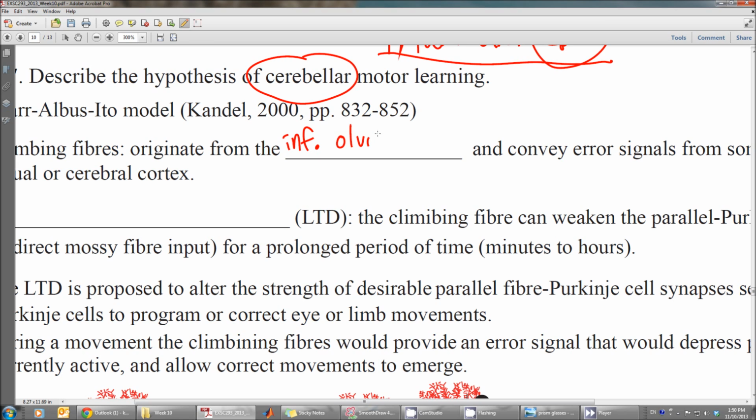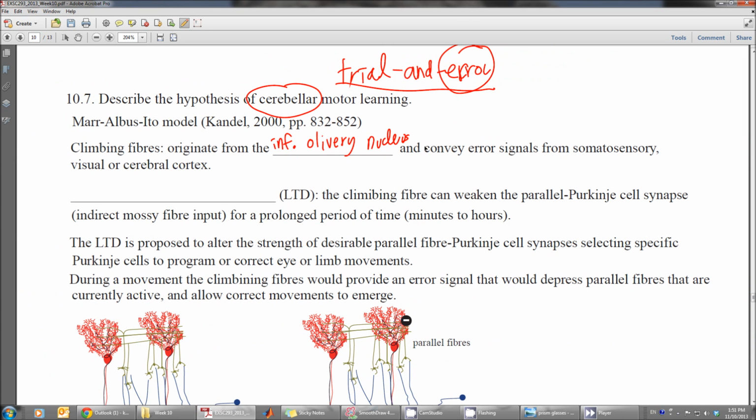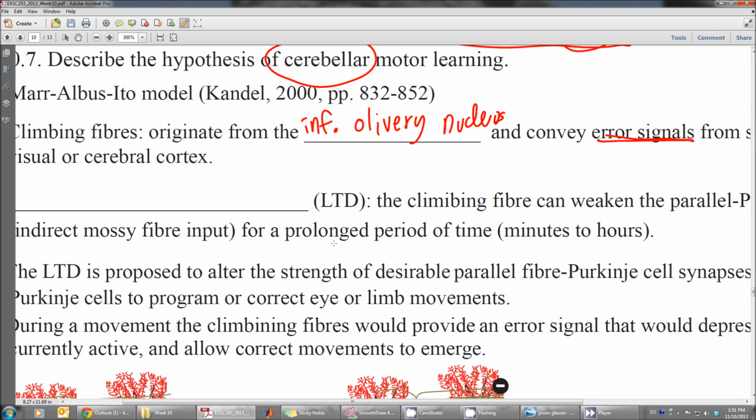So it's the inferior olivary nucleus, and it conveys the error signal from somatosensory, visual or cerebral cortex. And the function of this climbing fiber is LTD. LTD is called long-term depression.